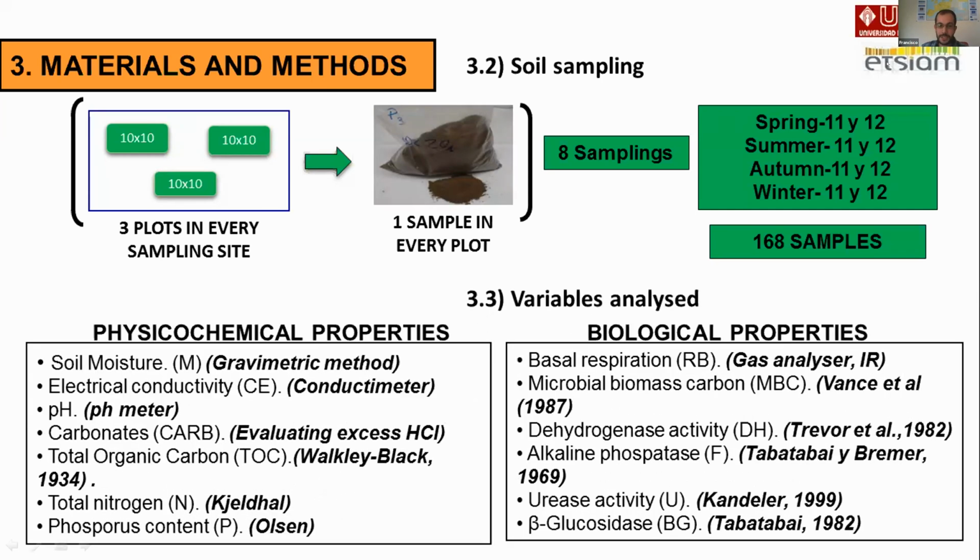And these are the variables that we have been analyzing in this research: the soil moisture, the electrical conductivity, the pH, the carbonates, the total organic carbon, the total nitrogen, the phosphorus content for the part of the physicochemical properties, the basal respiration, the microbial biomass carbon, the dehydrogenase activity, the alkaline phosphatase, the urease activity, and the beta-glucosidase from the biological properties.